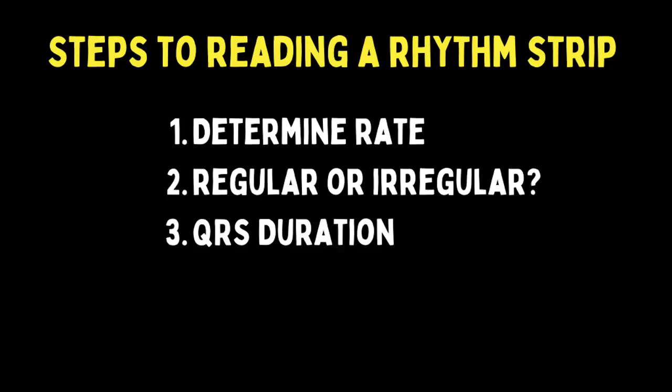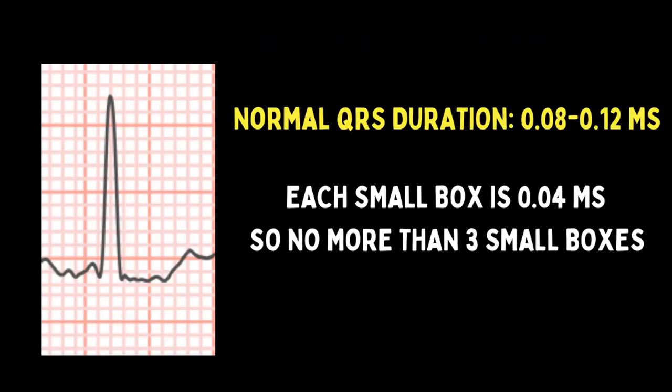Next, look at the QRS duration. Is it narrow or wide? Insert mom joke. Normal is narrower than 0.12, which is 3 small boxes. You measure at the base. Here, you can see this is just on the cusp of being wide.